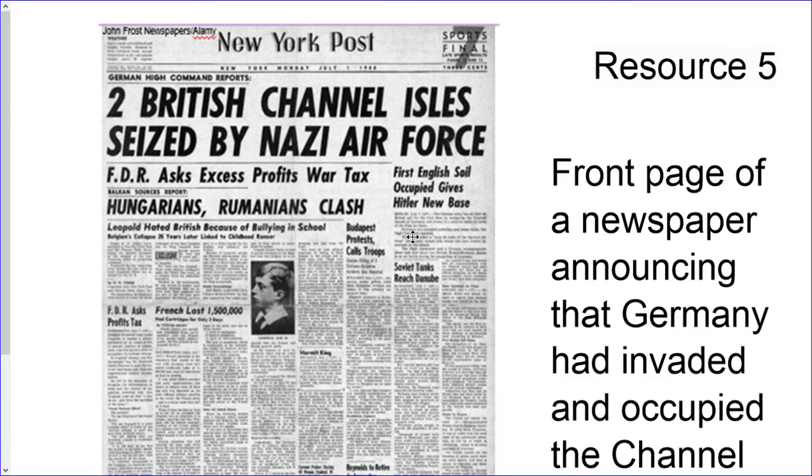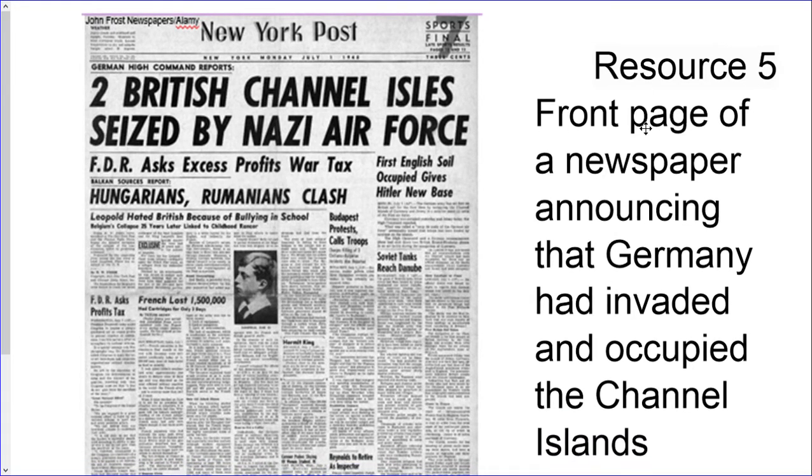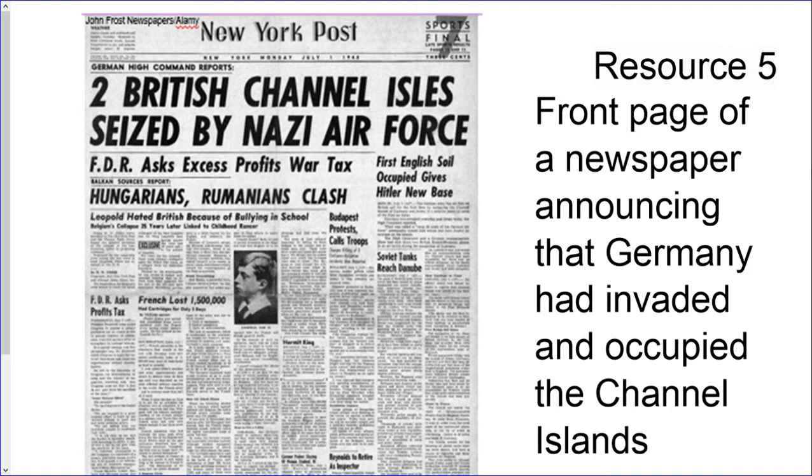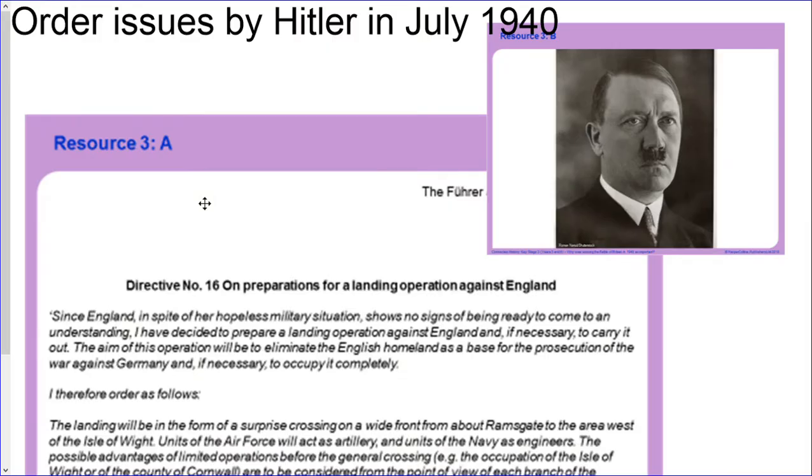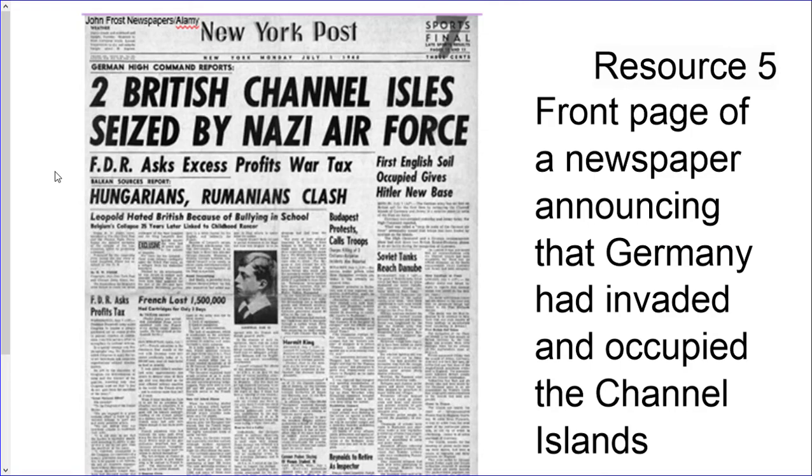So the next image is a newspaper article, and the front page of the newspaper is announcing that Germany had invaded and occupied the Channel Islands. Now, if I go back here, the Channel Islands are the little islands that are down here. So getting closer and closer to the United Kingdom. Have a good look at the headlines and the sub-headlines to try and get an idea of how this could show that there was a threat. So if you pause the video and write down some of your ideas.